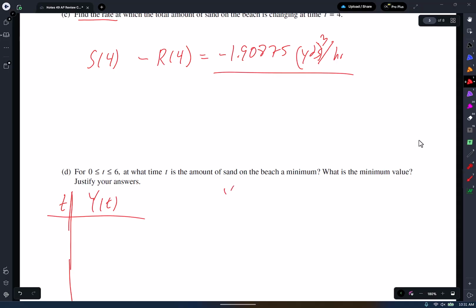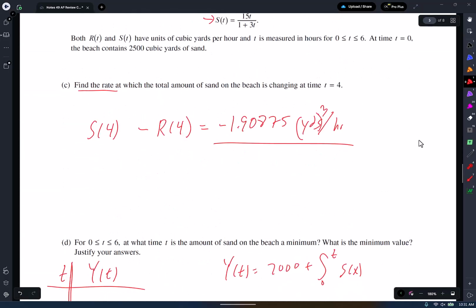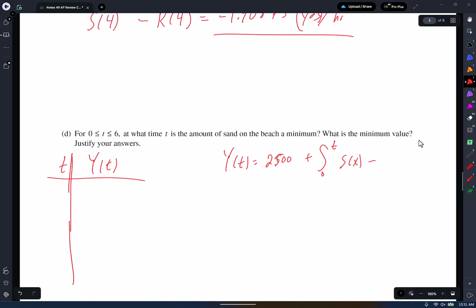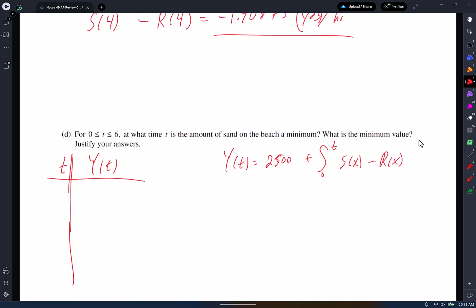Let me go ahead and write my expression again. Y of t is equal to what De Leon said: 2,500 plus the integral from 0 to t of s of x minus r of x. Sorry, guys. My memory is not good right now because I didn't get much sleep, but I'm sure you guys are the same way. We still okay? All right. I am gonna look for where s of x minus r of x equals 0.